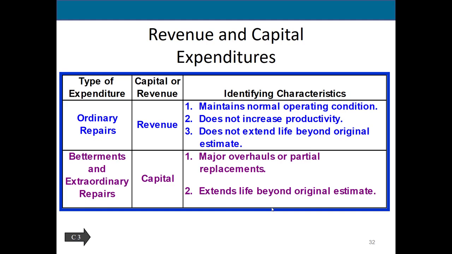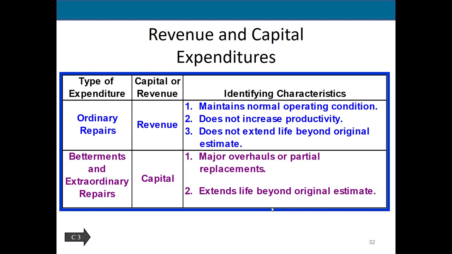Well, folks, I think that things like painting walls inside of a house and replacing carpet in a house fall under ordinary repairs. It just keeps it going as it should be. It doesn't increase its use at all. I mean, it's just paint and carpet. And it doesn't extend the life at all, right? It's just a repair.